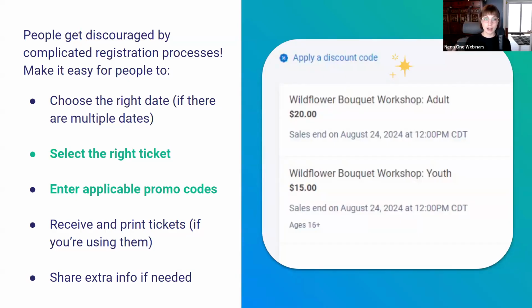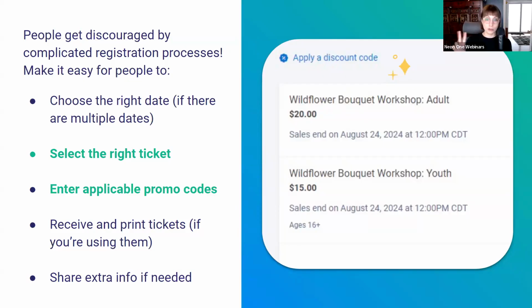So in this case, I've built out a wildflower bouquet workshop. I have 2 ticket options available. Make sure those ticket options are clearly labeled and make sure it's very easy for someone to understand which ticket option is right for them.